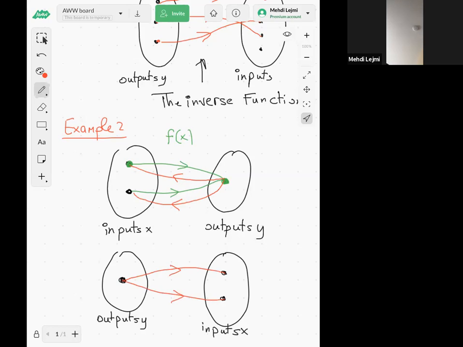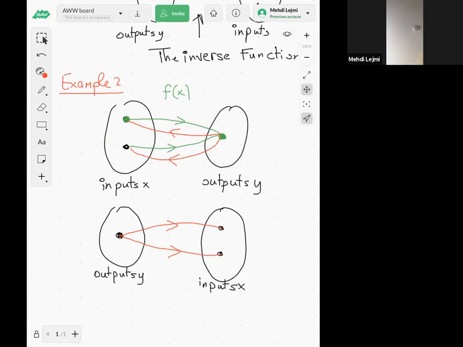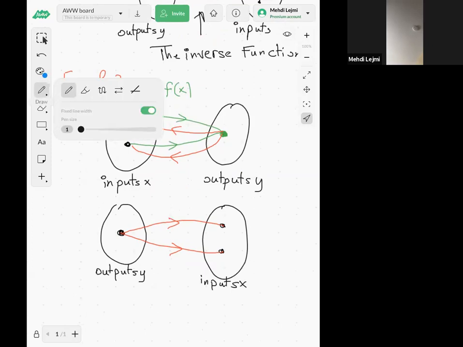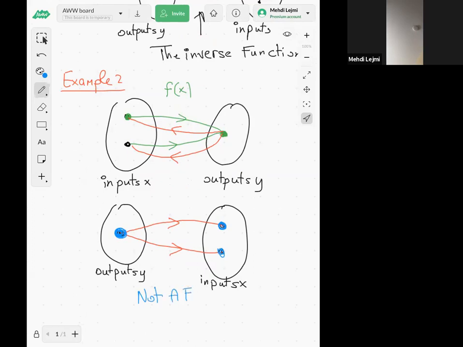Now the question: is this mapping a function? No, right? Because for this input I have more than one output. I have two outputs, two possible outputs. So this is not a function. So this function f of x has no inverse.